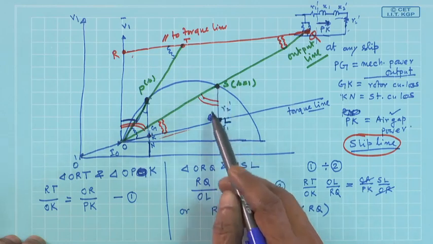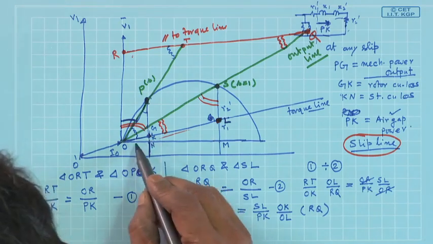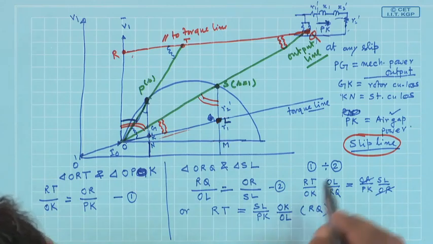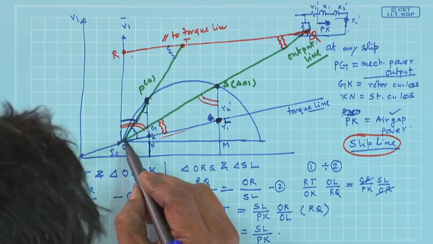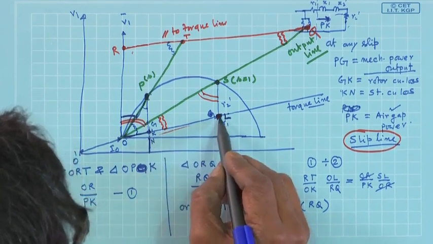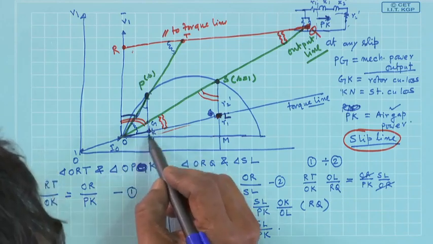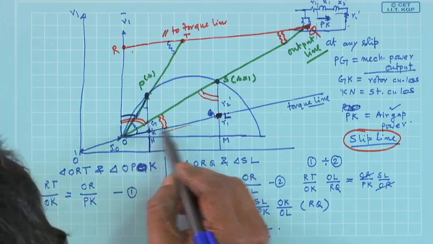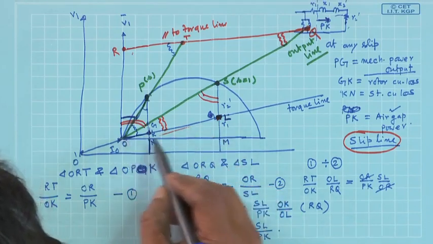SL is the... and OK by OL. Acha, OK by OL, this you can write like this. So, this is equal to SL by PK, and then OK by OL, this length by this length will be same as, because these triangles are also parallel. So, that is this triangle and this whole triangle is parallel.